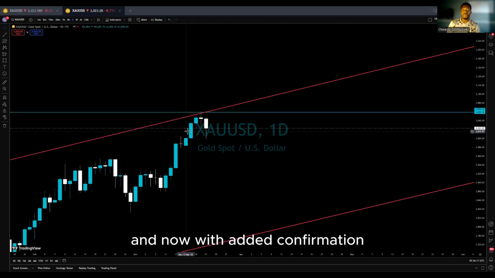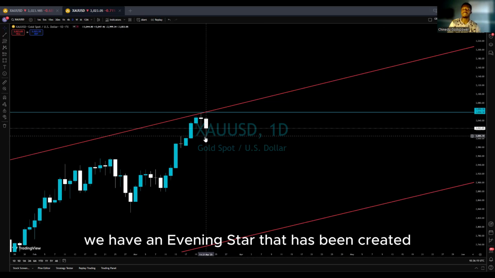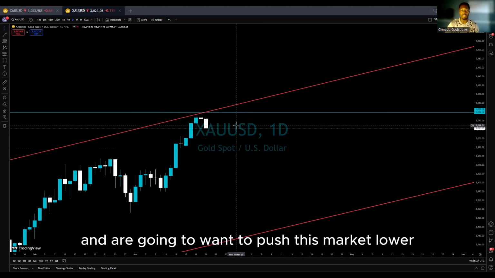And now with added confirmation, we can clearly see that we have an evening star that has been created right here on that channel, showing what? A bearish reversal pattern. It means that the bears, the sellers, are in the market and are going to want to push this market lower.